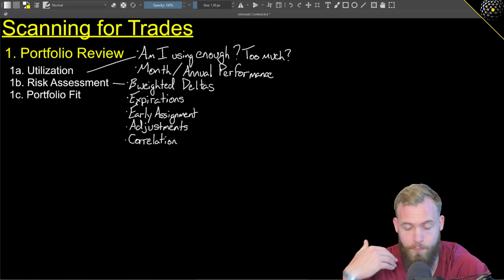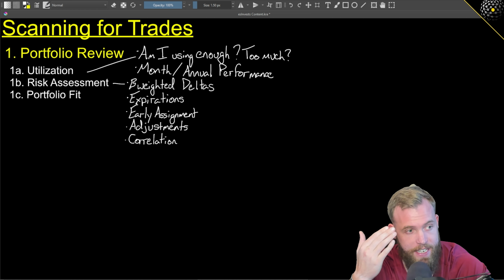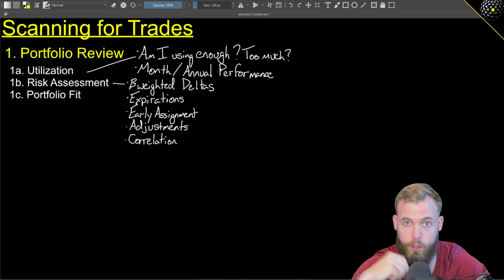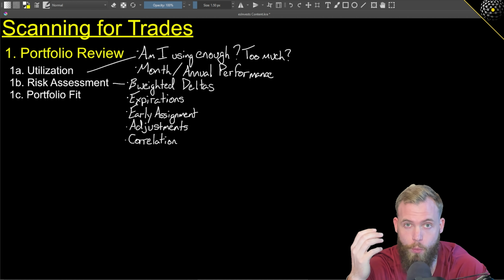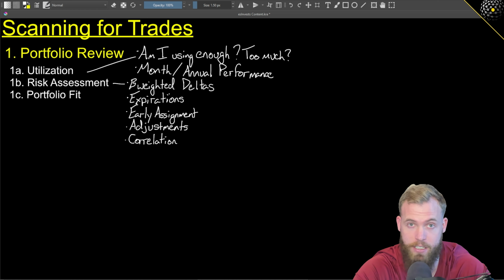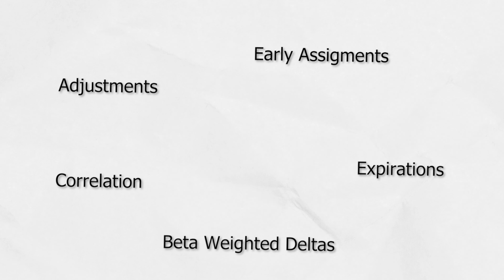Now, risk assessment. This is pretty simple. I'm going to run through these different things within the portfolio for each individual position, and then for the portfolio at large. So what are my beta weighted deltas for the whole portfolio? That's kind of part of utilization, but then for the individual positions. And then I'm going to run through all these different things. The reason why this is all included in a video on scanning for trades is that all of these inputs give me information that I will integrate into my scans.